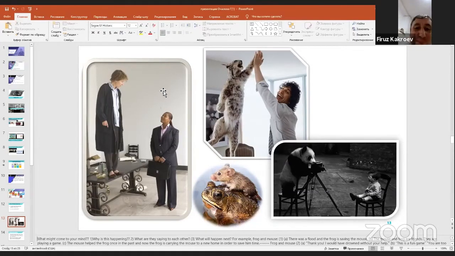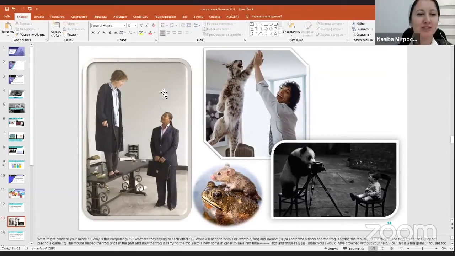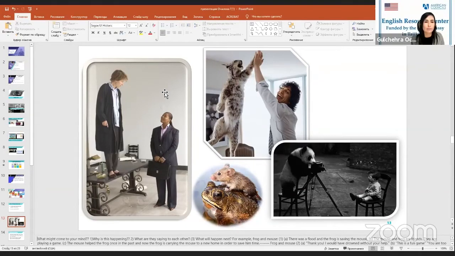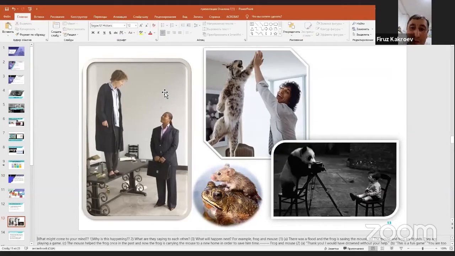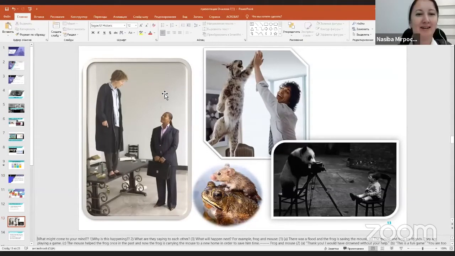I don't know. For me, maybe the first picture. Should I choose one of them or just start one by one? We can, as Gulchehra said, choose one. Yes, please choose one. Okay, maybe I will choose the second one, the girl with an animal. Maybe this is something to live in peace with an animal. I think like this. Okay, I can choose the first one.